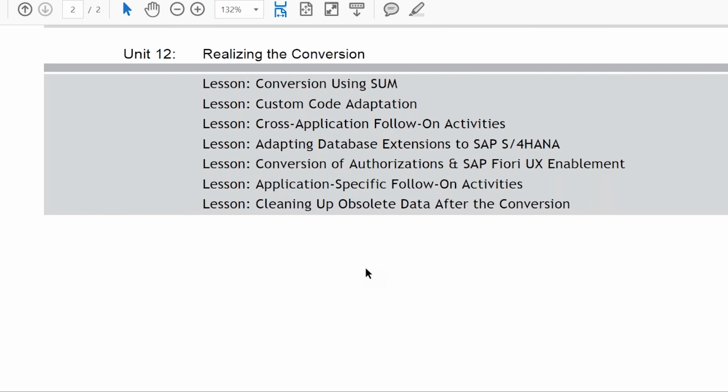Not only for basis, even for MM, FI, SD, whoever it may be, they need to have S4 HANA functional knowledge. For you people, at least S4 HANA conversion knowledge or S4 HANA technical knowledge, an overall picture of S4 HANA, how you can administrate it. And your HANA knowledge will be an added advantage here.